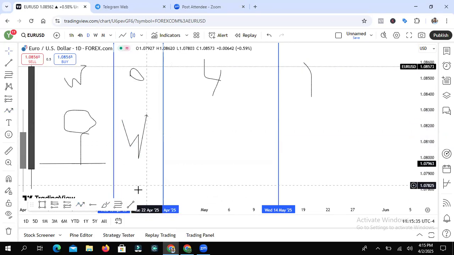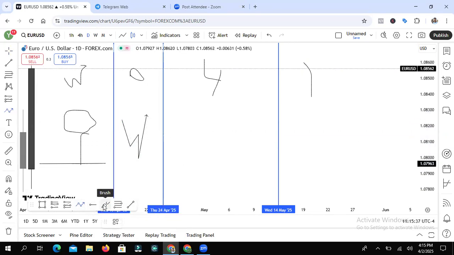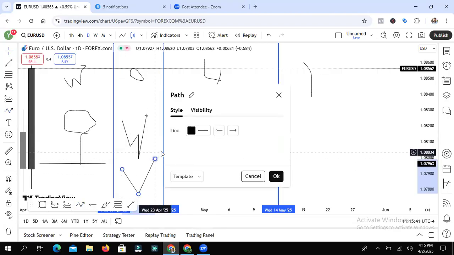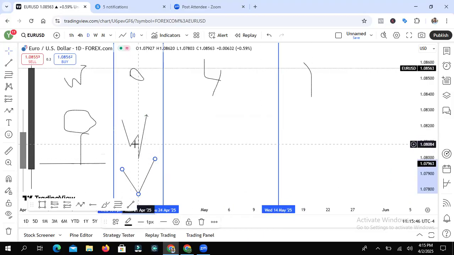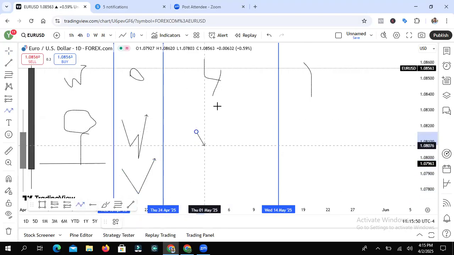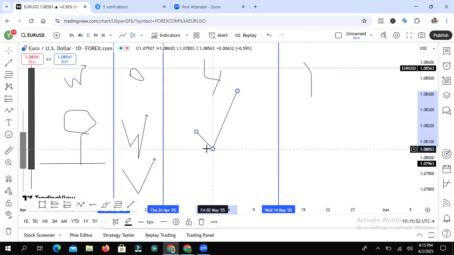This is what you will see. If you don't see this, this is liquidity sweep and break. You will see just a breakout, something like this, your most recent breakout. So once you come to the 4 hour, if you see liquidity sweep and break of structure on the daily, what you will see on the 4 hour will be a simple breakout.